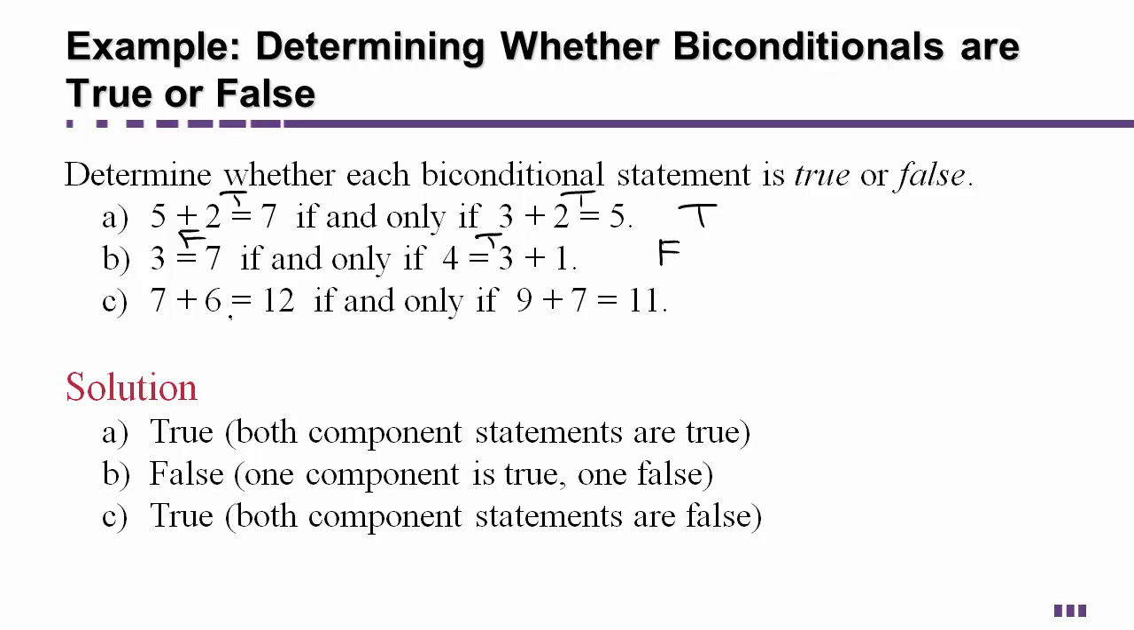7 plus 6 is 13, so this is false. 9 plus 7 is 16, this is false. And false if and only if false means the whole thing is true. True, false, true.